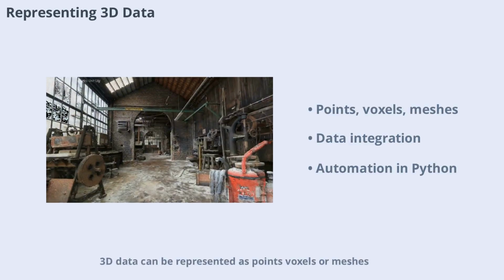3D data can be represented as points, voxels, or meshes. Point clouds are collections of coordinates. Voxels are volumetric grids, and meshes are surfaces made of triangles. Integrating vector, raster, and point data is key for comprehensive spatial analysis. Automating LiDAR processing and city-scale modeling in Python enables large-scale projects. Free datasets allow you to practice and refine your skills, making this area accessible to everyone.